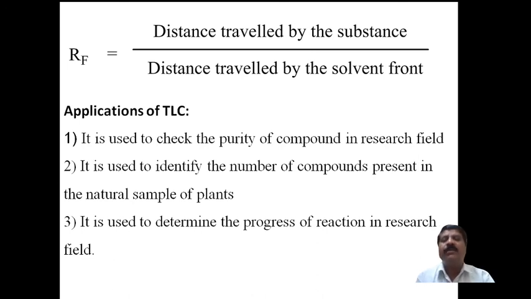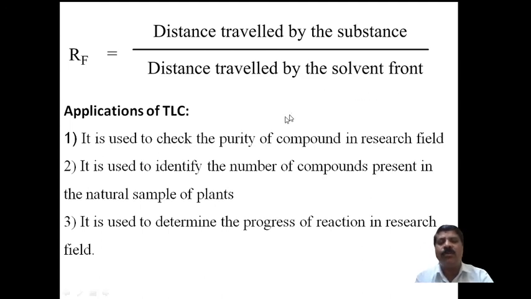Now coming to the applications of thin layer chromatography. It is used to check the purity of a compound in the research field. This is similar to paper chromatography, and the applications will be the same. Here, thin layer chromatography means we use a TLC plate, a glass sheet with adhering powder, where in the other method you use paper.